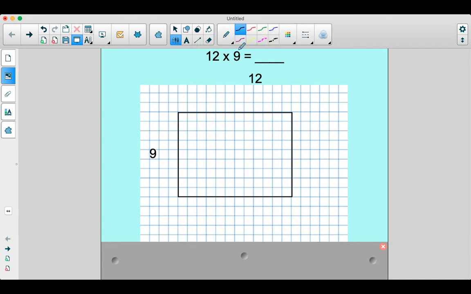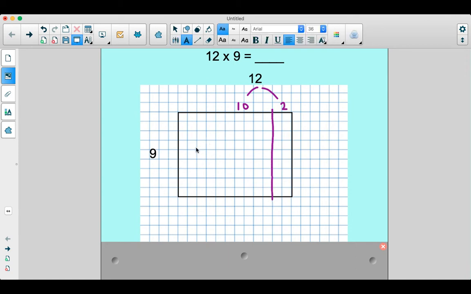I'm going to guess that some of you probably decided to break up the 12 into a 10 and a 2. Remember when we were in first grade and second grade and we spent a lot of time working with tens? Well, we're still working with tens now, but we're just using it for multiplication. So maybe you broke apart this 12 into a 10 and a 2, and then you looked at it like this. And you thought, all right, I could do 9 times 10.